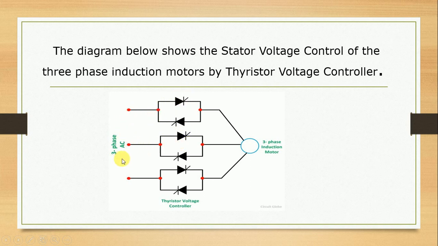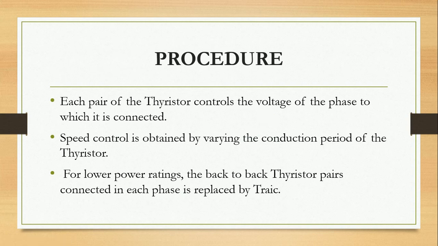Here comes the three-phase AC supply, which is given to both the thyristors, and one will be fired during the on cycle and the other during the off cycle. These three pairs are again connected to a three-phase induction motor. Let us see the procedure for how to control the speed. Each pair of thyristors controls the voltage of the phase to which it is connected. Speed control is obtained by varying the conduction period of the thyristors.